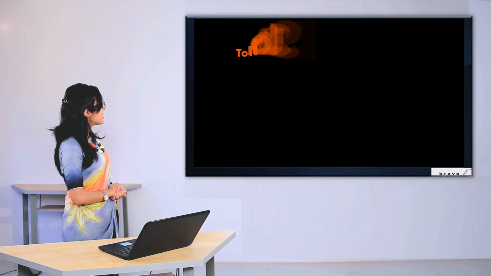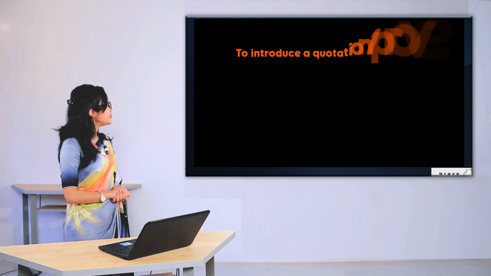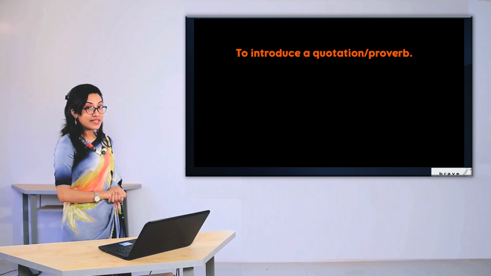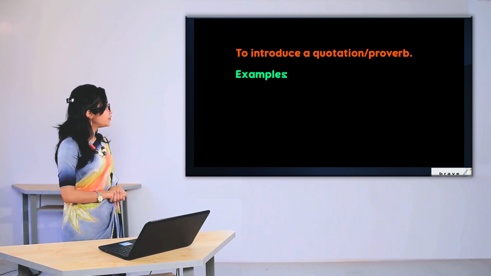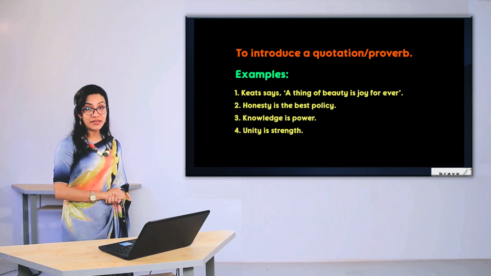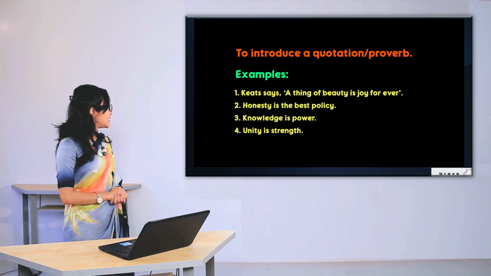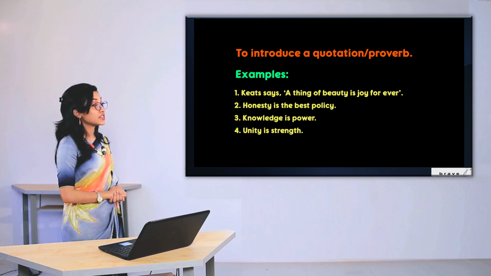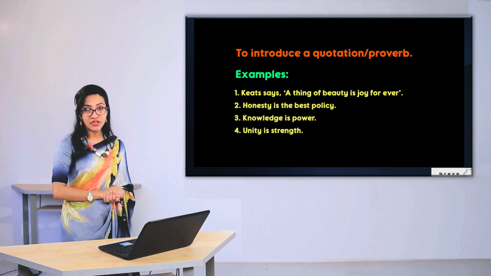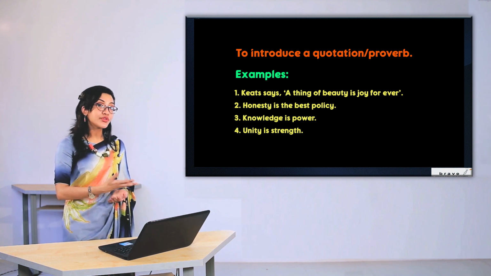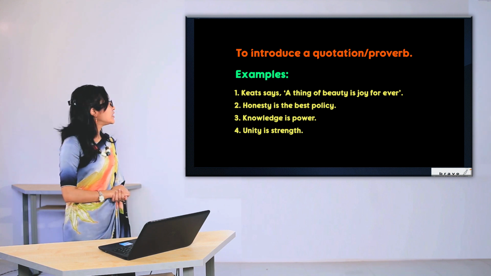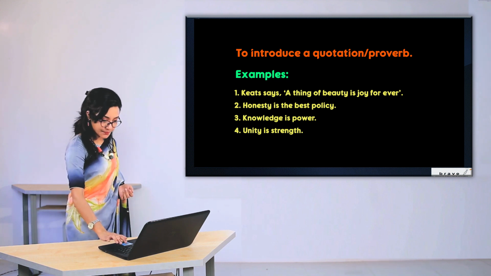The simple present tense is also used to introduce a quotation or proverb. For example, Keats says, "A thing of beauty is a joy forever." Honesty is the best policy, knowledge is power, and unity is strength. All these are examples of quotations or proverbs that we usually use in our daily life. So simple present tense has been used.